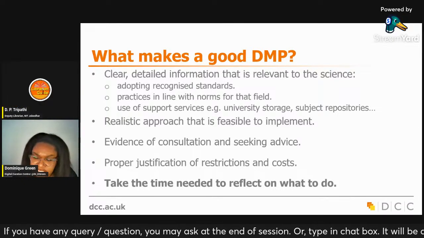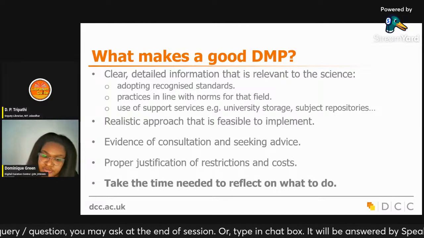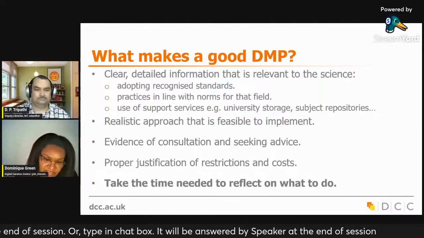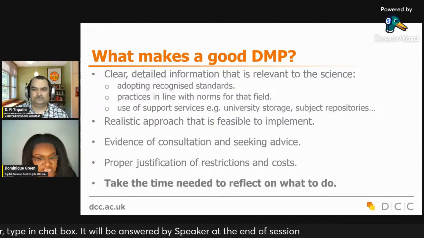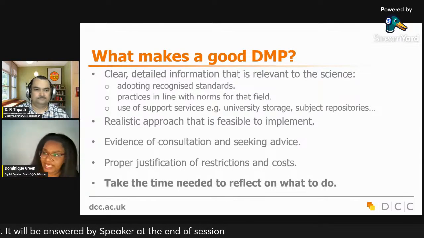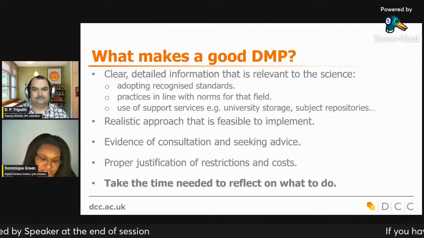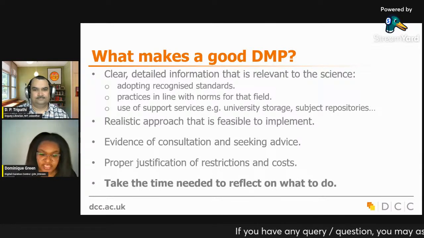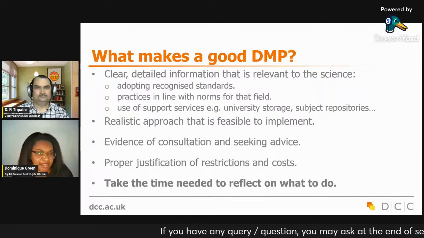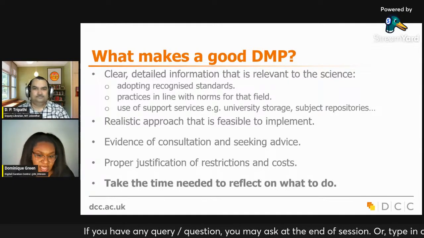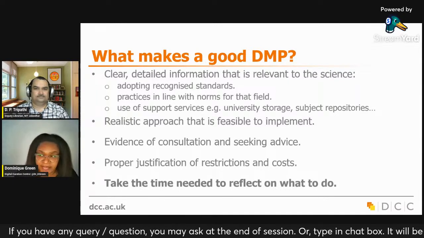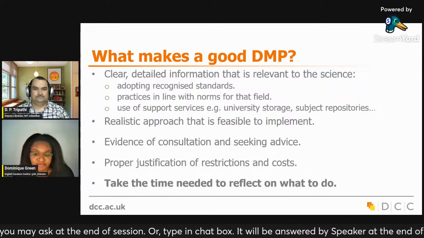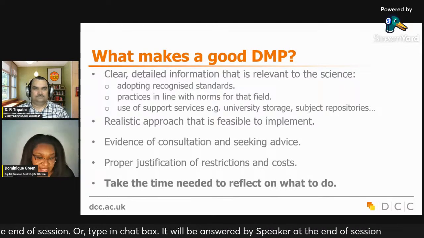Another thing that makes a really good DMP is clear use of support services. This should be really clearly outlined. So, for instance, will they be using university storage or any domain specific repositories? Wherever possible, the researchers should be using any institutionally mandated storage for the sake of backup. That's where the data should be stored during the active phase of the research data lifecycle.